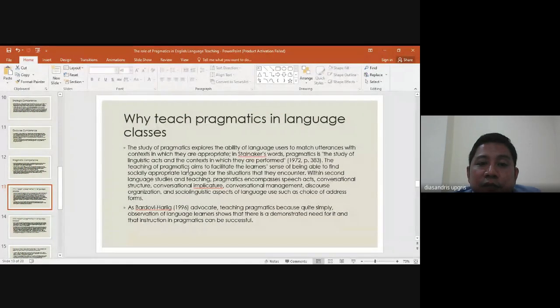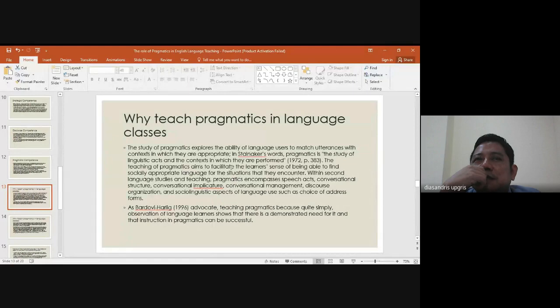Alright. So the study of pragmatics explores the ability of language users to match utterances with the context in which they are appropriate. Jadi to match utterances with the context. Apakah utterance ini sesuai dengan konteks yang disampaikan? Apakah utterance ini sesuai dengan konteks dan setting pada saat itu, and so on and so on. Oke, makanya itu pragmatics. Kita juga bisa menganalisis pragmatics something like konteks dahulu dengan sekarang dalam berbudaya gitu ya.